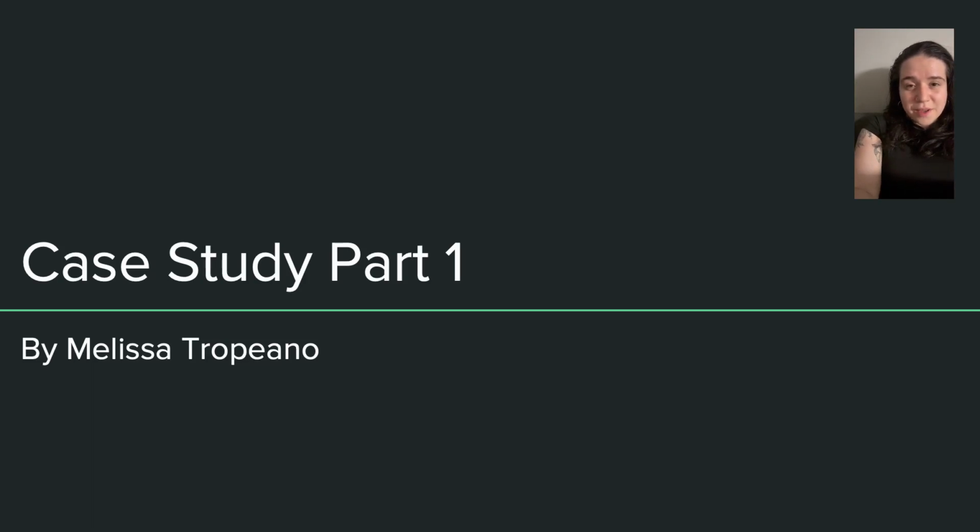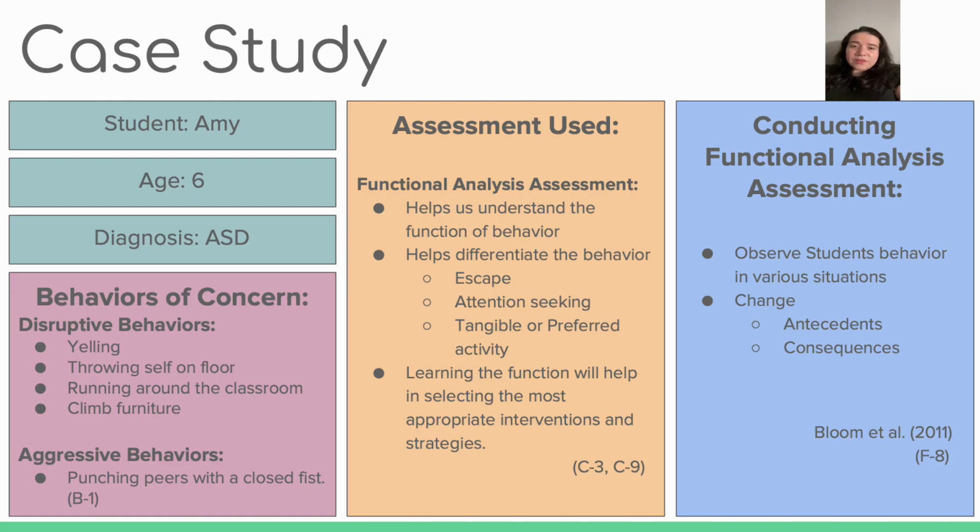My name is Melissa Tropiano. I am a behavior technician assistant working in a private school called Brooklyn Blue Feather in New York State. The student that I will be discussing for my case study's name is Amy, and Amy is a 6-year-old girl who has been diagnosed with autism spectrum disorder. Amy is currently placed in a classroom with an 8:1-4 ratio.